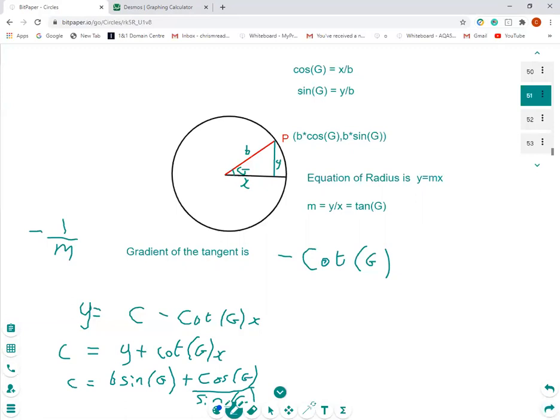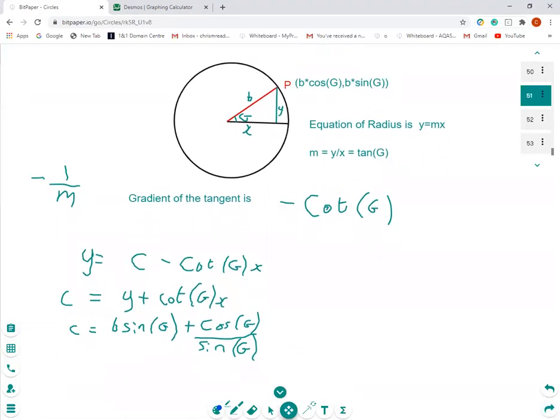Let's just move that up, otherwise we can't see what we're doing. I've written the cotangent now as cos over sine, and there's a reason for doing it that way. It makes it a bit easier to simplify in just a moment. The cotangent is the same as cosine over sine because the tangent is the same as sine over cosine. That's how these ratios are actually related to each other. Times b cosine of g, which is the value of x at P.